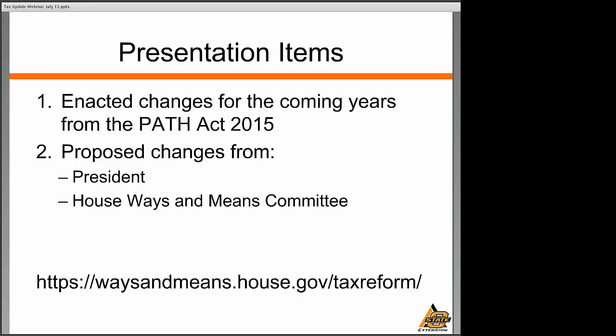Now, you'll notice at the bottom of the screen, there's a website. The Ways and Means Committee at the House has a website that has what they call the tax reform blueprint. It gives an idea and some discussion of all the things that are being proposed at the current time in terms of legislation. So it's a good source of information, fairly easy to understand, and gives you an idea of what's going on.